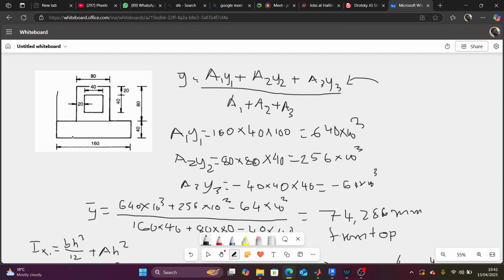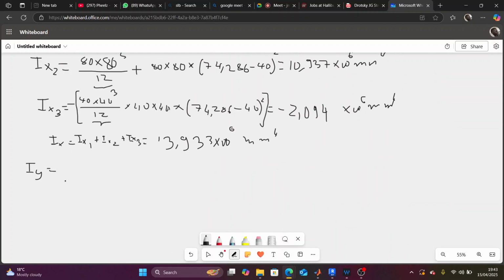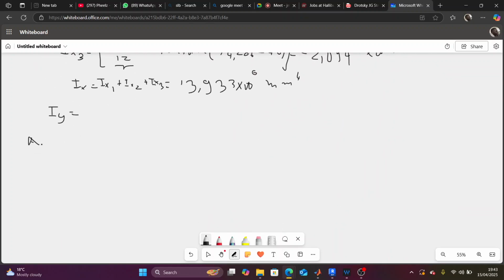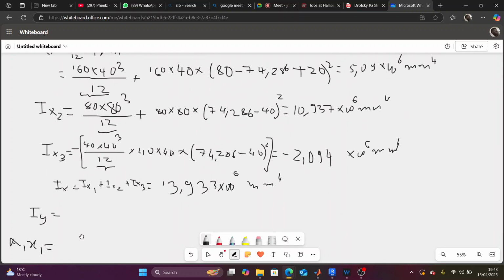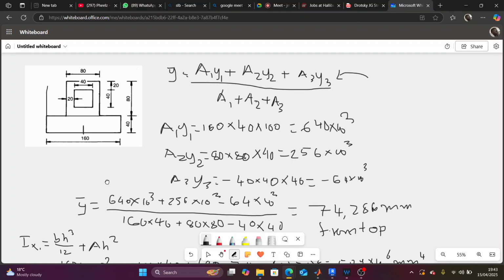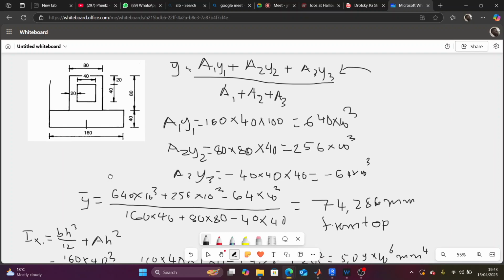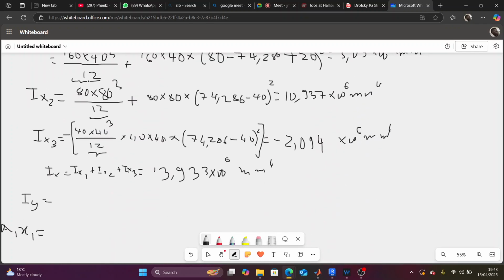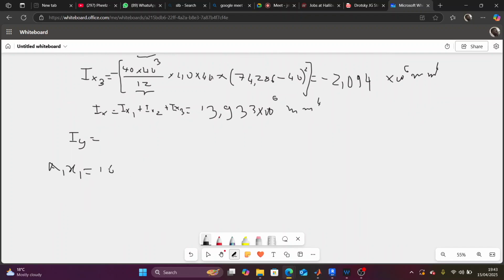Now, do you agree this is shape 1? So x bar will be at the center here, right? Yes. So in this case, we'll talk about A1 x1. Do you see it? Yes. What is A1? 160 times 40, right? Yes. What do you think? Should we type it straight on the calculator to save time here? Yeah, that's fine.